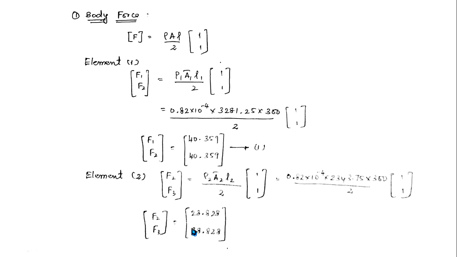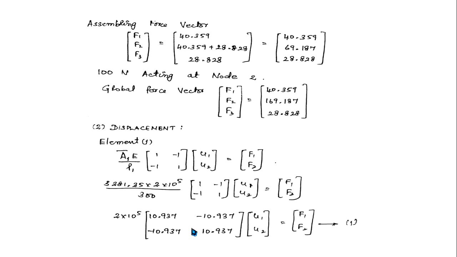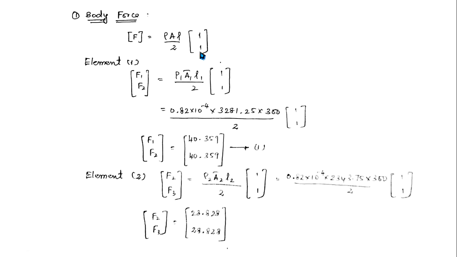Now you have to assemble both these body forces which you have calculated for element 1 and element 2. So just assemble. This is what you have assembled. Assembling is nothing but combining equations 1 and 2. So this is A11, this is A21, this is A22, 23. If we combine it, only F2 is common in both matrices, so this will be summed up.